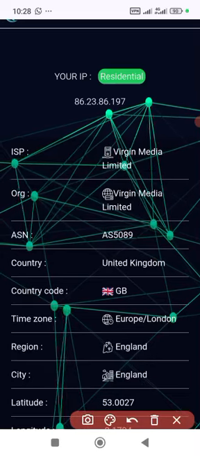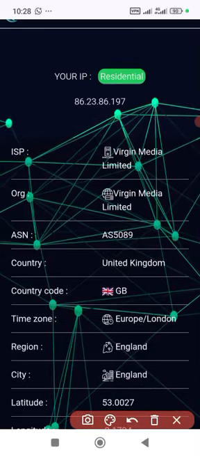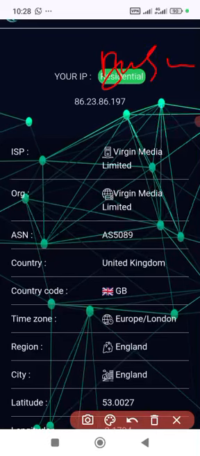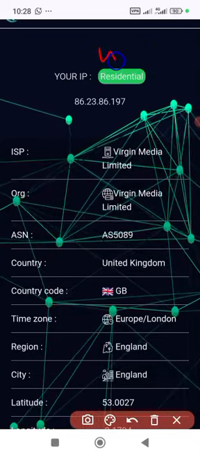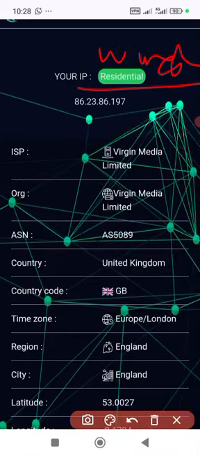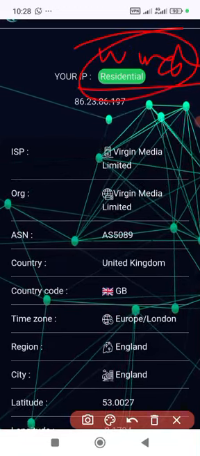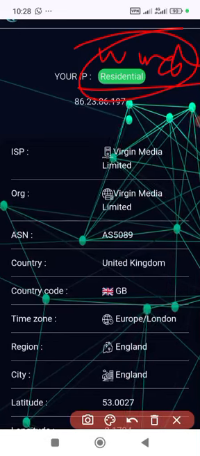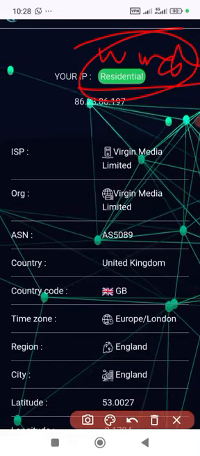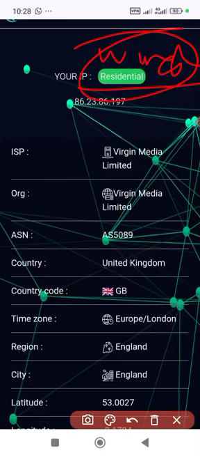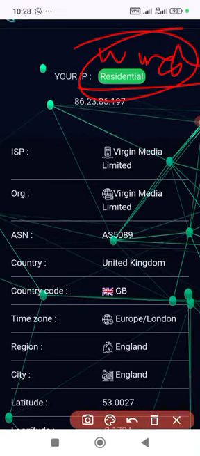Then the next thing is to ensure it is residential, business, or wireless. Business is okay. I've already explained what wireless means. When you see wireless, it means you are connected to a hotspot, like at a cafe, or a free government hotspot on the street or close to a mall.